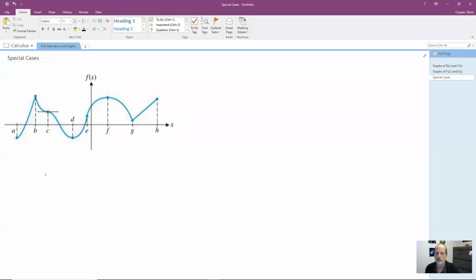Okay, the last thing I want to do is look at some special cases. Let me get this turned on. Okay, so far we've looked at graphs that look like this part of our graph.